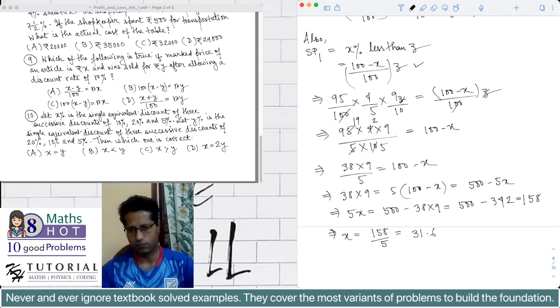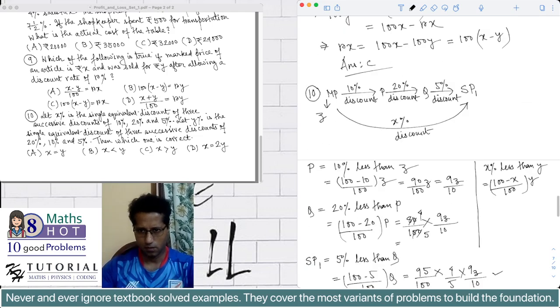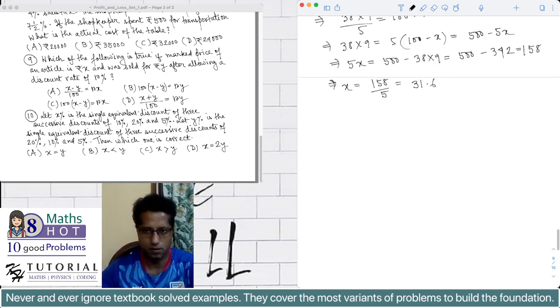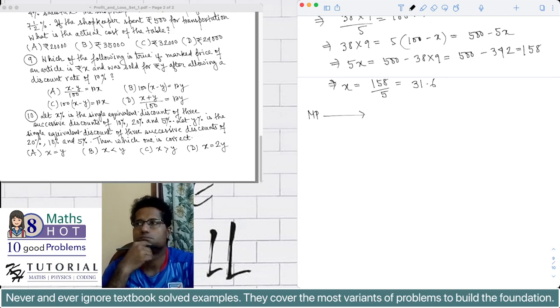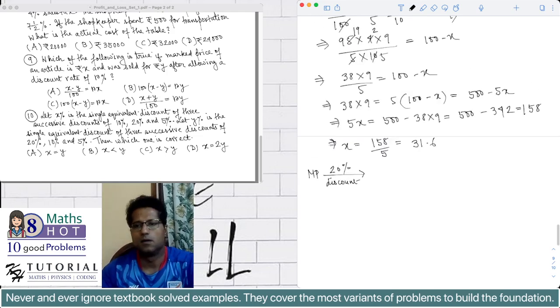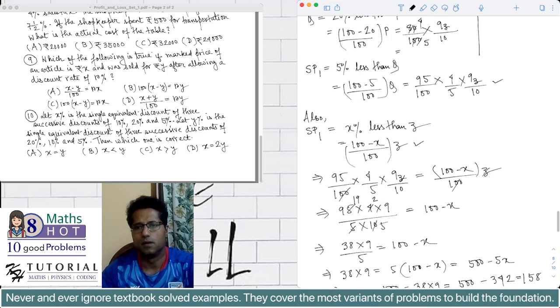Okay. Similarly, we have to find y. From the same scenario, we have to find y. So this is a little lengthy computation. For the second scenario, the order of the successive discounts are a little different. 20% discount. Wait a minute.